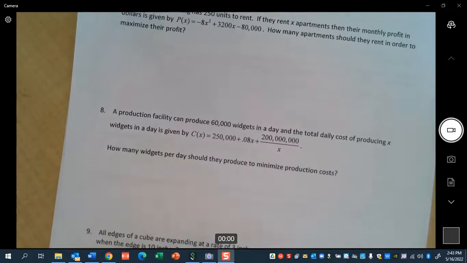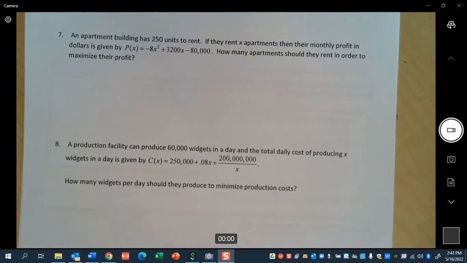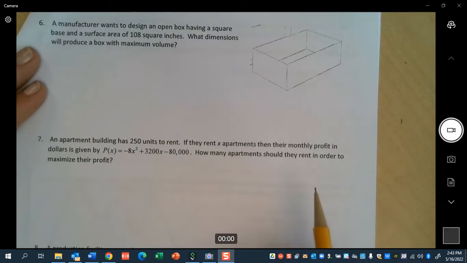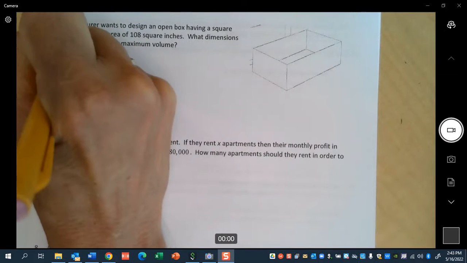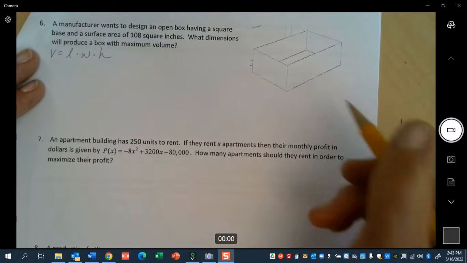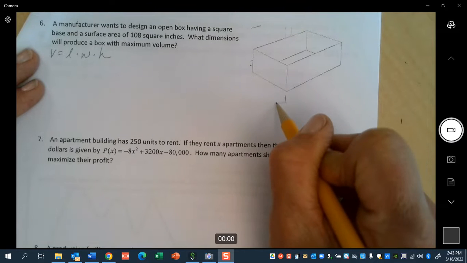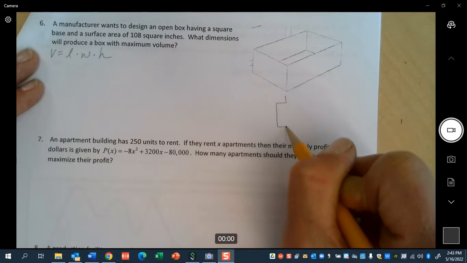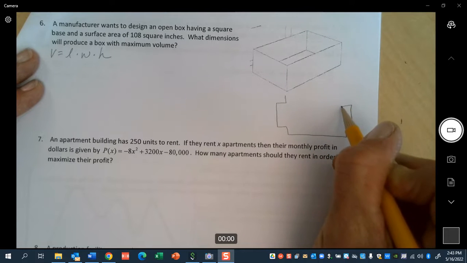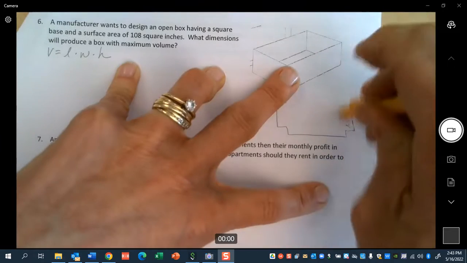Let's just talk about these next couple ones. Without doing them, let's just talk about them. A manufacturer wants to design an open box having a square base and a surface area of 108 square inches. What dimensions will a box produce with maximum volume? My volume is equal to length times width times height. It's easier if you understood how this box was created. Oh, it has a square base. Let me change my picture.